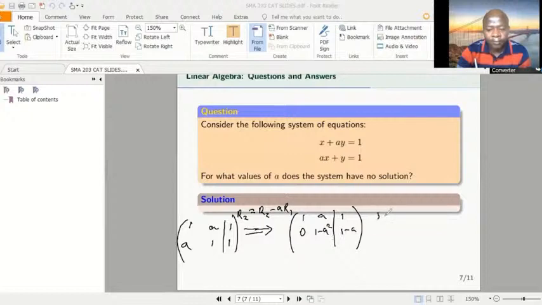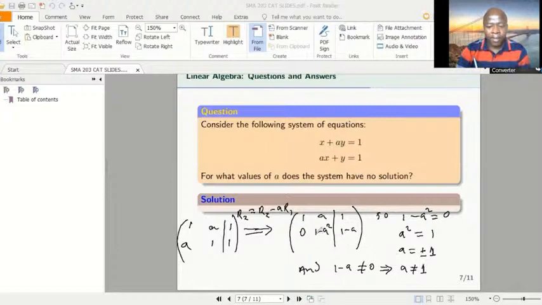So therefore, the first part here should be 0. So 1 minus A squared should be 0. In other words, A squared should be 1, or A should be plus or minus 1. And what about this other part? This other part should be non-zero. 1 minus A should not be equal to 0. And when this happens, it means that A should not be equal to 1.